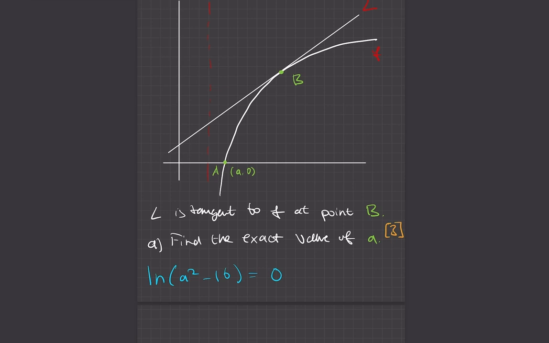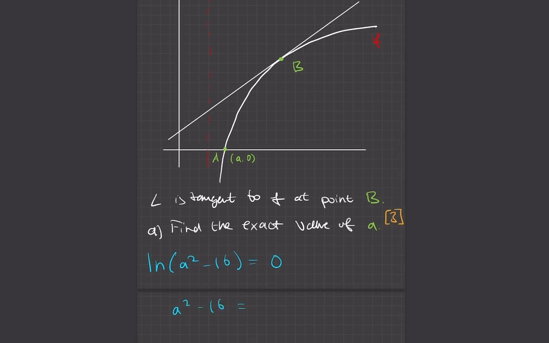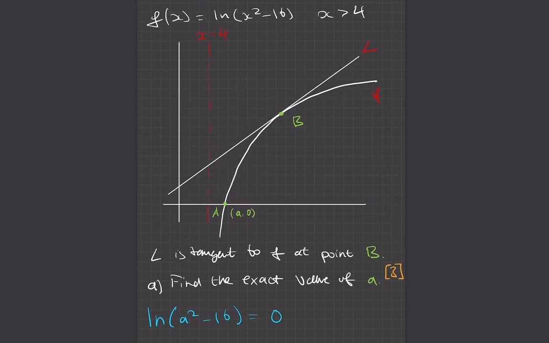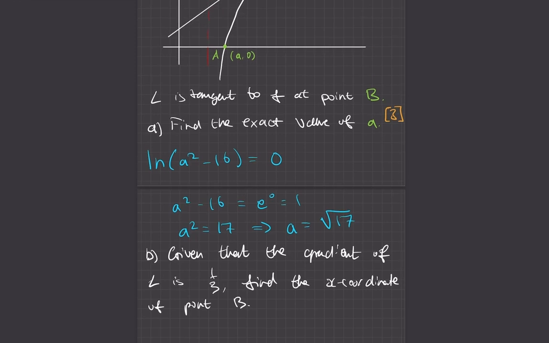So we do e raised to the power on both sides. We get that a squared minus 16 is going to be e to the 0, which you know is just 1. So therefore a squared equals 17. Therefore a is equal to root 17. Remember, it can't be negative because we've defined it as being positive up over here. So that's the first part. That's not too bad. That's 3 marks.